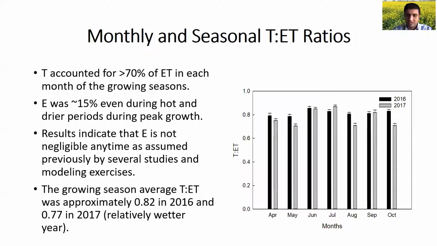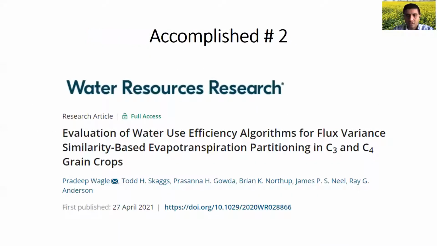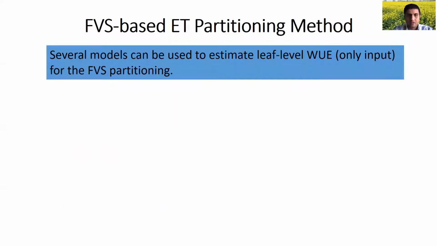The growing season average T and ET was approximately 0.82 in 2016 and 0.77 in 2017, which was a relatively wetter year. So the second work was evaluation of different water use efficiency algorithms for the flux variance similarity based ET partitioning method, and we evaluated in multiple C3 and C4 grain crops.